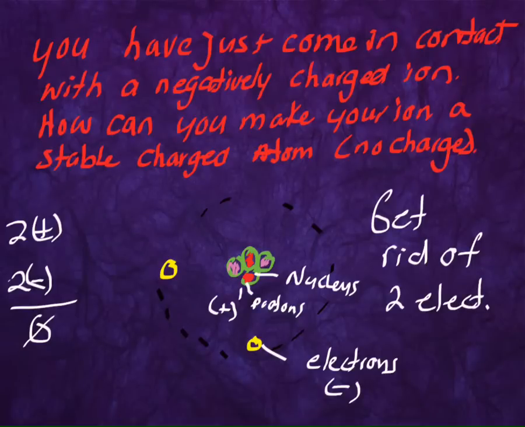I said 2 just because in my example I used 2, but you could even just say get rid of electrons. If you get rid of them, then you should be able to get a neutral charge. Okay? Done.